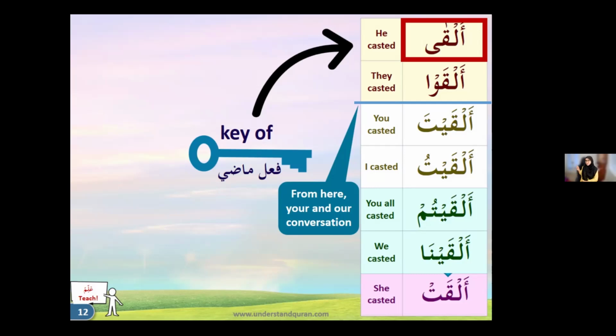So let's practice this once again. He casted, alqa. They casted, alqaw. You casted, alqaita. I casted, alqaitu. You all casted, alqaitum. We all casted, alqaina. And she casted, alqat. So I will say it in English, you give me the Arabic. He casted. They casted. You casted. I casted. You all casted. We all casted. And she casted. So I think this is very clear.